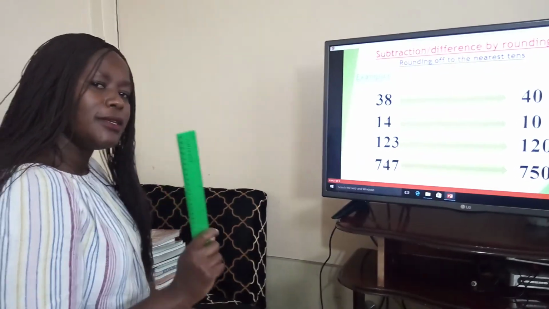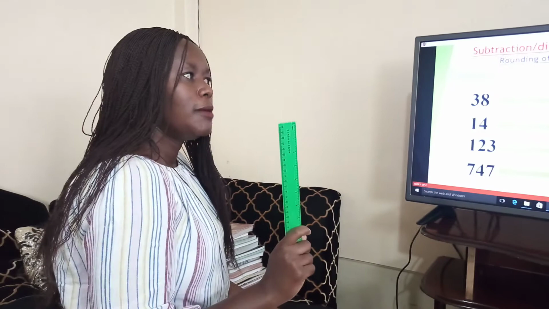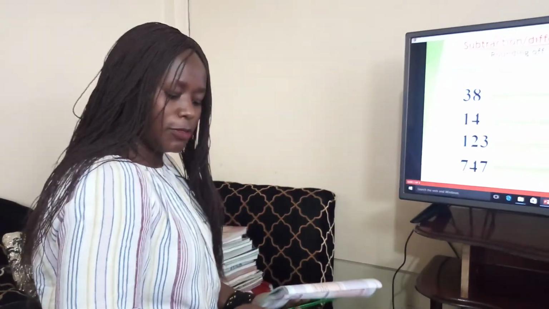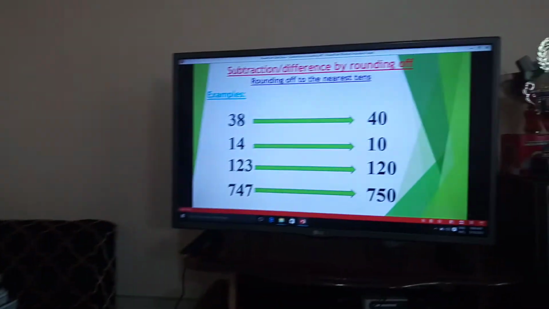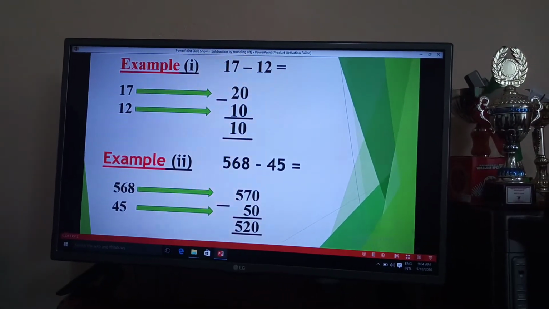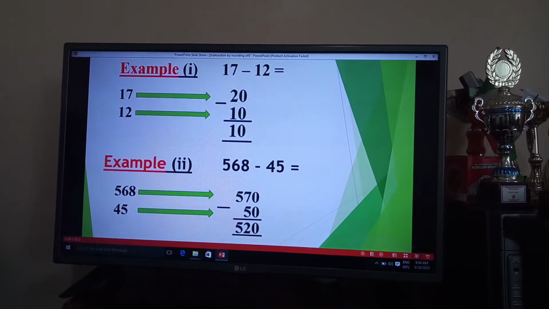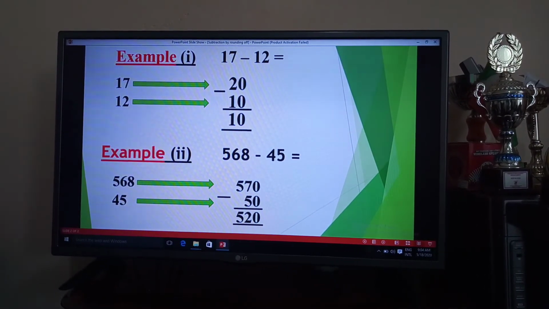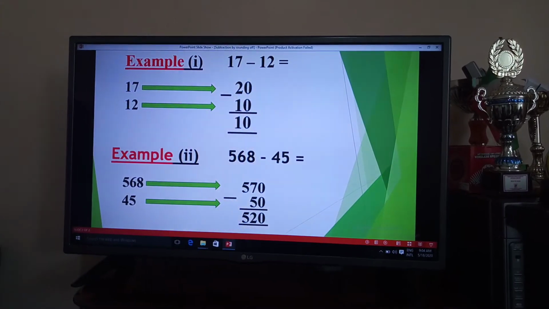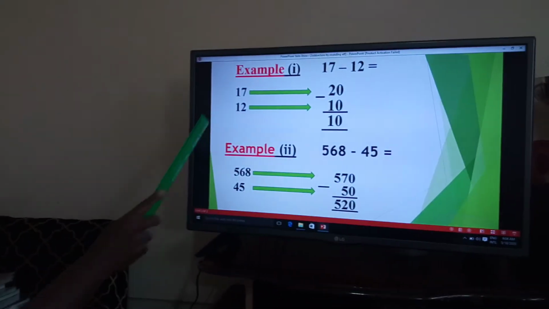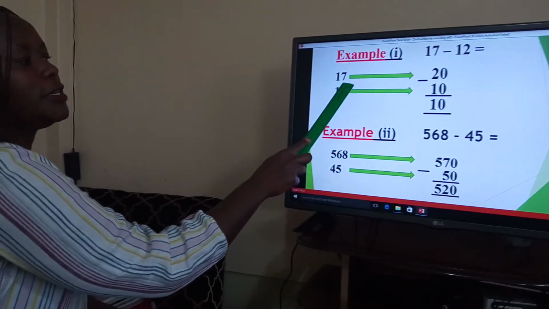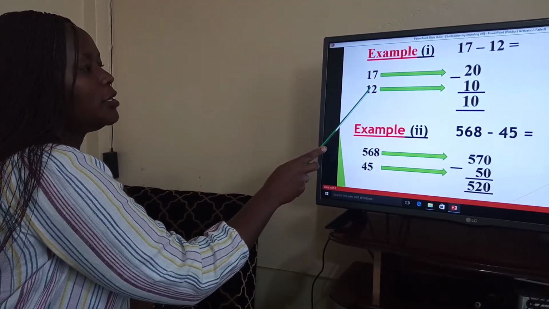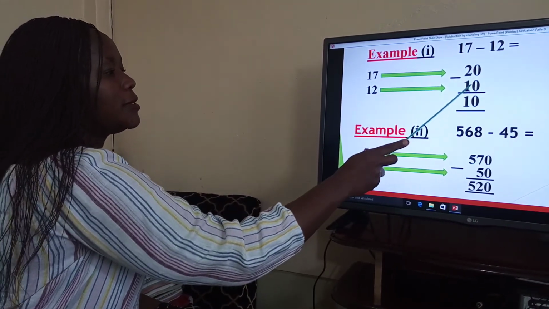Having that in mind, we need to do sums by rounding off first before we subtract. And I take you through a few examples, girls, that I've prepared for you. And I want you to be very keen. Example 1, we have 17 take away 12. I've taken you through how to round off numbers to the nearest tens. So 17 rounded off to the nearest tens becomes a 20. And then 12 rounded off to the nearest tens becomes a 10.